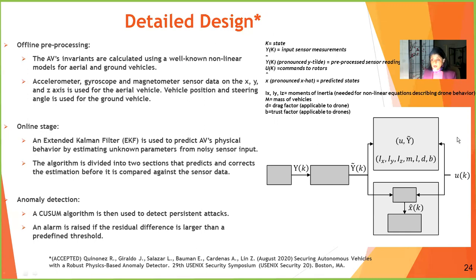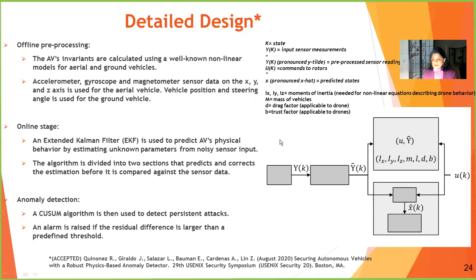And so building this physics-based model, my colleague Dr. Alvaro Cardenas, a control systems expert, and I built it. In offline pre-processing, the autonomous vehicle (AV) invariants are calculated using well-known nonlinear models for aerial and ground vehicles. Accelerometer, gyroscope, and magnetometer sensor data on the X, Y, and Z axes is used for the aerial vehicle. Vehicle positioning and steering angle is used for the ground vehicle.